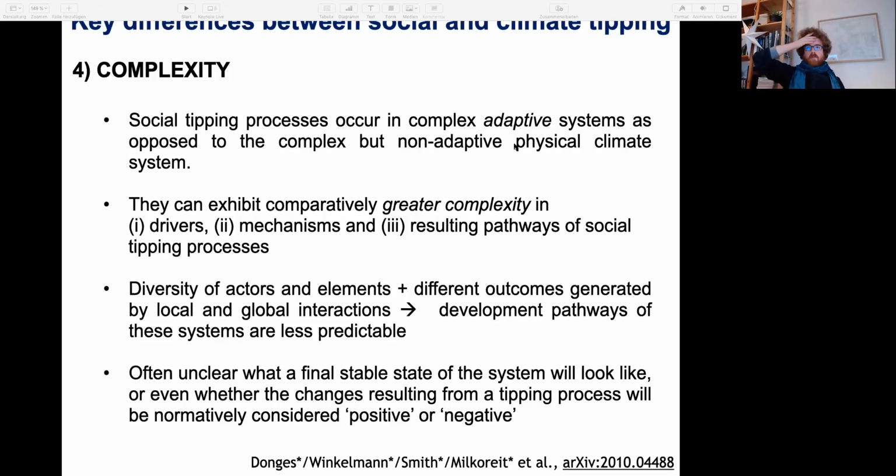And finally, it is often unclear what the final stable state of the system will look like. Predictions are often not feasible, or even whether the changes resulting from a tipping process will be normatively considered as positive or negative. And in these four dimensions, we argue that the social tipping processes exhibit much more complexity than climatic or ecological processes.